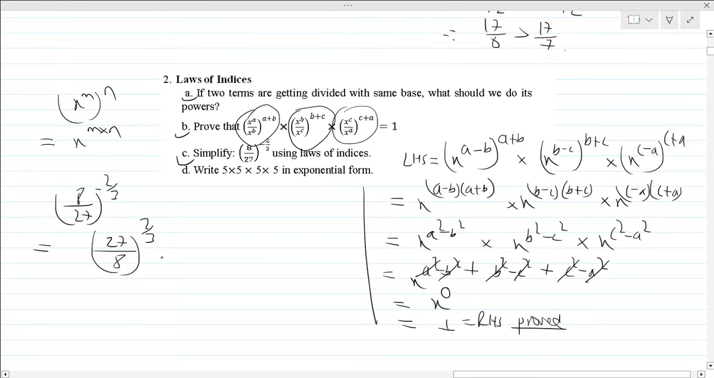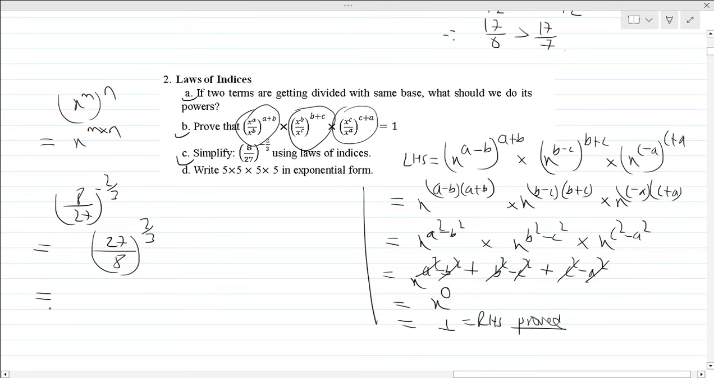And one caution you have to take: we don't need to reciprocate the power. Some students tend to reciprocate the power also. That 2 by 3, they may tend to write 3 by 2, and that will be wrong, not like that. This is what we have to do: reciprocate the base, and the negative power will turn into the positive power.